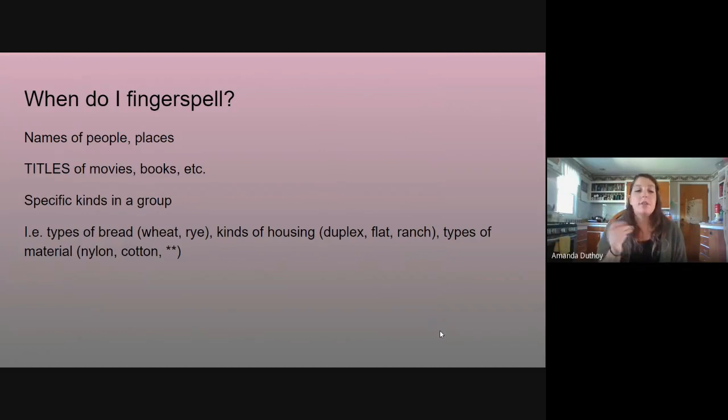So those are important to remember. Specific kinds in a group, like types of bread, rye. Some of these have signs, some of them you fingerspell. So the important part of this is to remember the names of people and places and titles of movies. So names and titles of pretty much anything is fingerspelled.